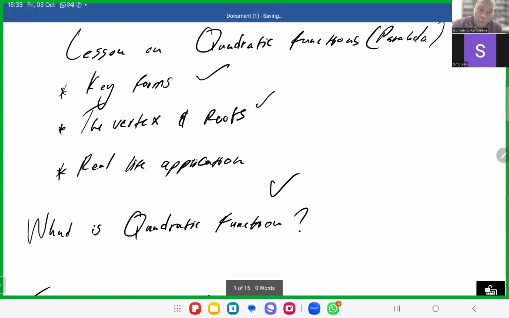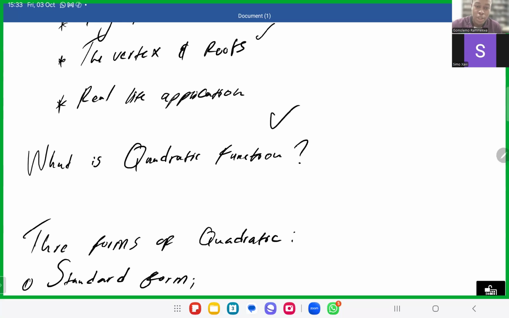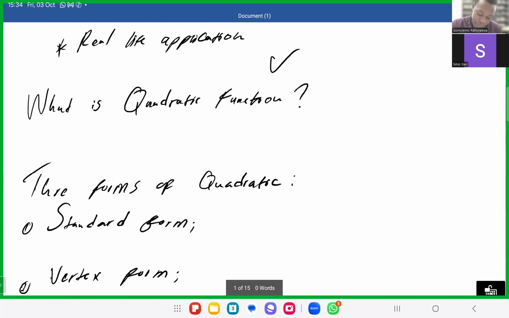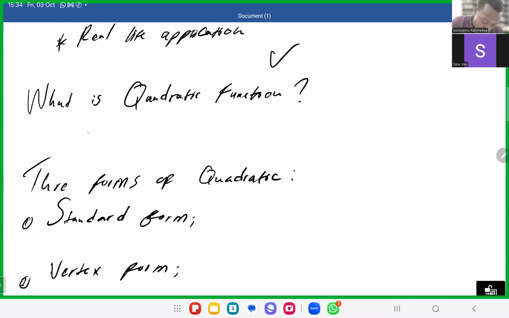Okay. Now, what is a quadratic equation or quadratic function? A quadratic is any function of the form y is equal to ax squared plus bx plus c, where the value of a is not equal to 0, and its graph is called a parabola.